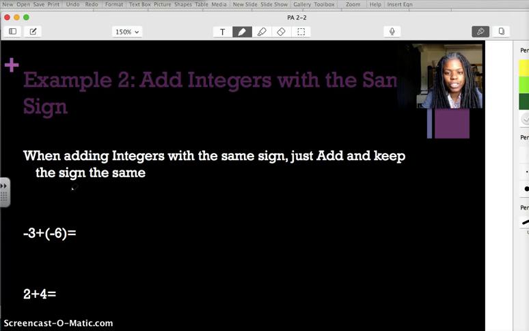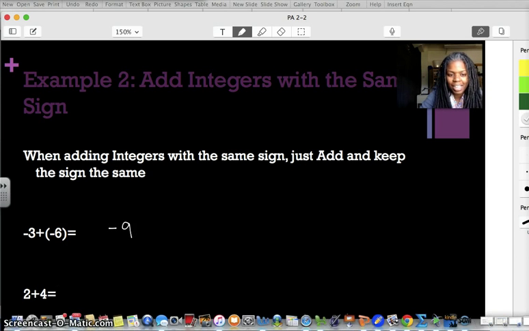We're going to add integers with the same sign. So here's the rule. The overarching rule is that when you're adding integers with the same sign, you just add and you keep the sign the same. So here we've got the same sign, 3 plus 6 we know to be 9, but we've got to keep the sign the same, so I'm going to make sure and put in -9.